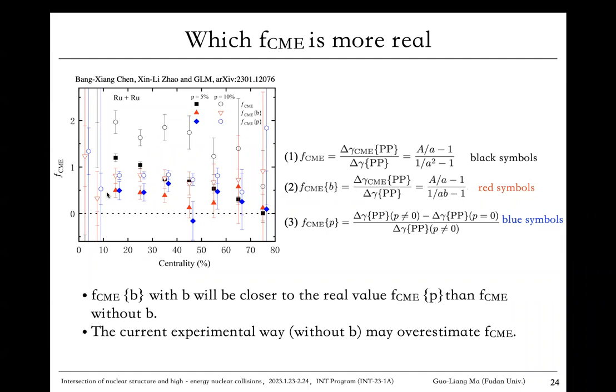So let's focus on the solid ones. We can see the red one is closer to the blue one than the black. For the open ones, it's the same. So it means if we consider the B, the FCME with B will be closer to the real value, the FCME, than the FCME without B.